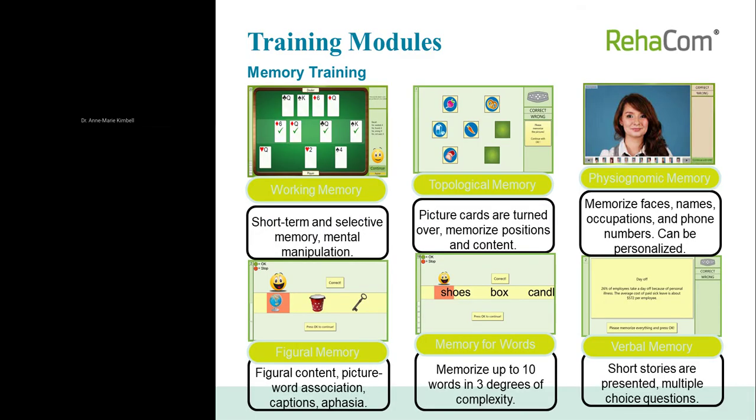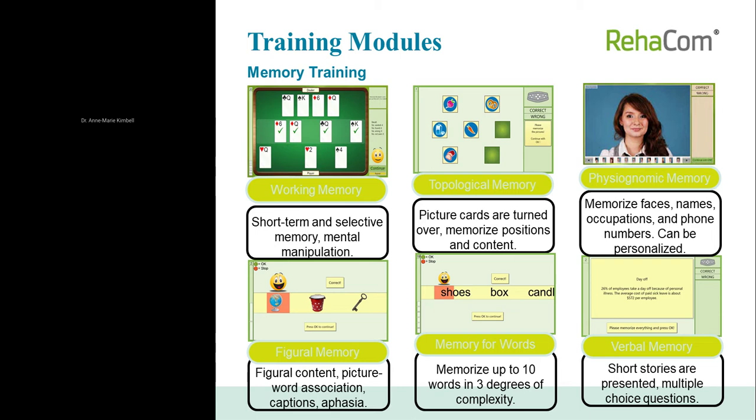So looking at some of these as an example, you see, sorry, again, those are hard to read. That's working memory in the top left. Below it is figural memory. The middle top is topographical memory. Below that is memory for words. Top right, physiognomic memory, and then verbal memory below that.